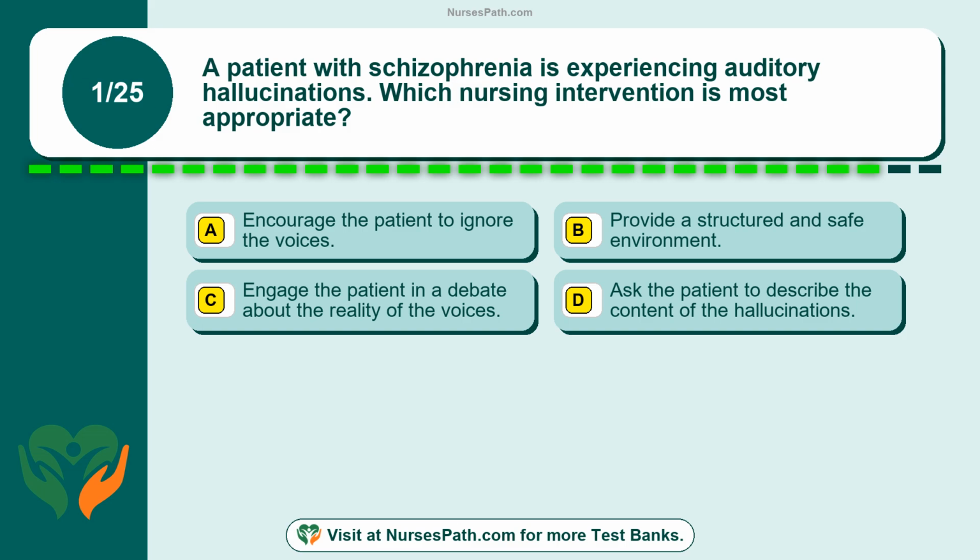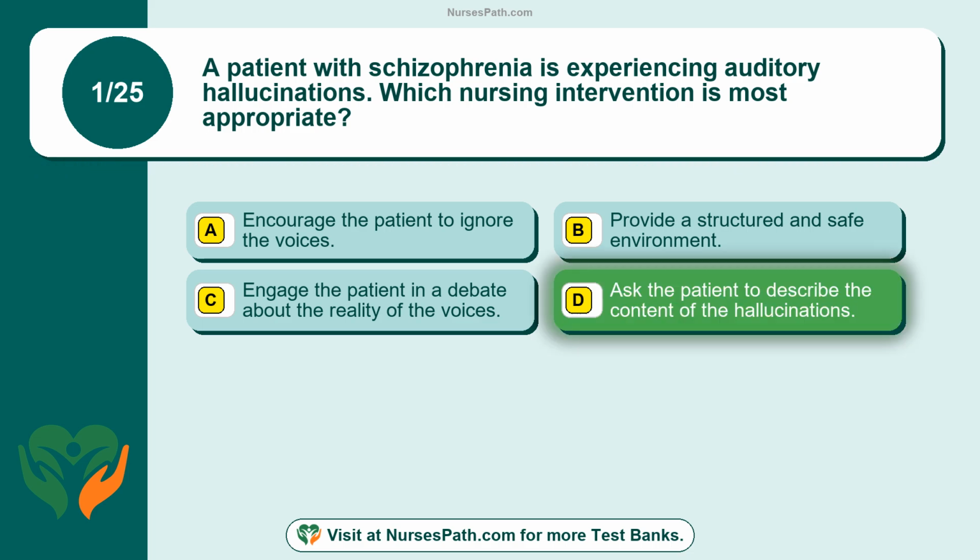Question 1. A patient with schizophrenia is experiencing auditory hallucinations. Which nursing intervention is most appropriate? Option A. Encourage the patient to ignore the voices. Option B. Provide a structured and safe environment. Option C. Engage the patient in a debate about the reality of the voices. Option D. Ask the patient to describe the content of the hallucinations.